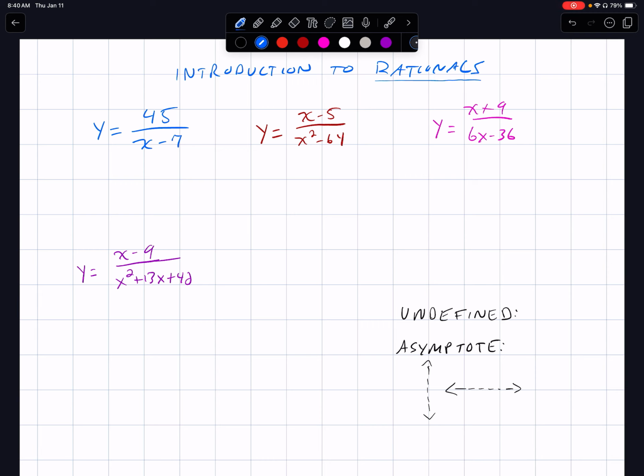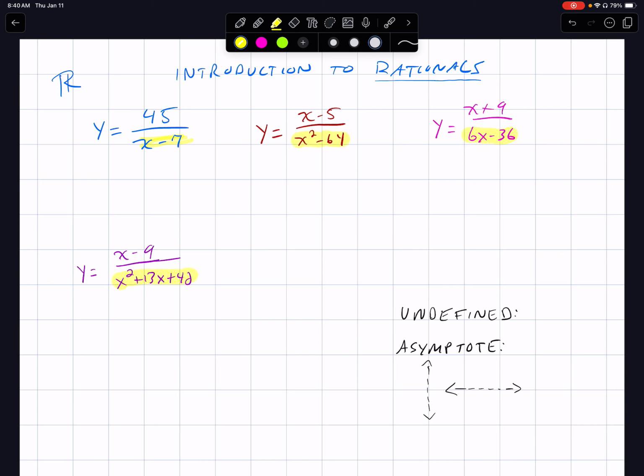So one of the most important things that we have to identify is the domain. Like what numbers are in the domain? So first of all, we can say all real numbers are in the domain, except certain numbers are going to cause problems in rationals. And where we need to identify the problem here is in the denominator. In the bottom of these fractions, that's really where we're going to be running into trouble.